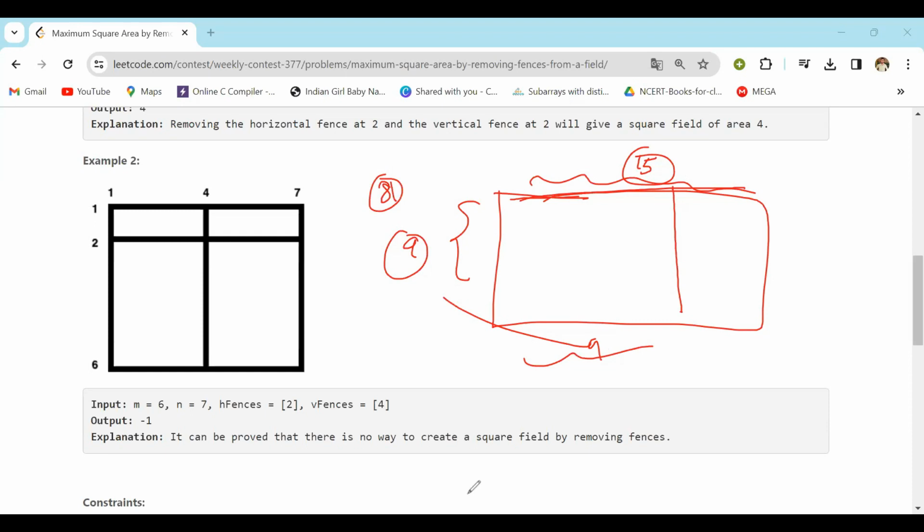Okay, fine. If this makes sense, now let's try to answer this question when we have the concept of fences. Okay, how will we answer?